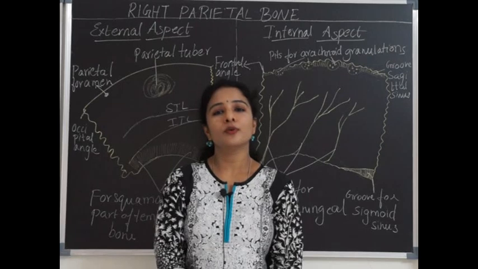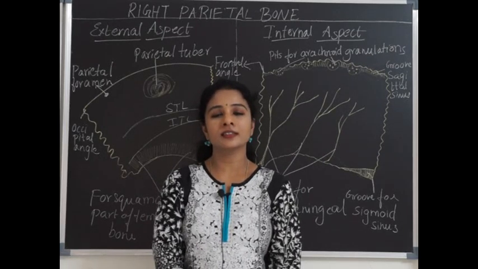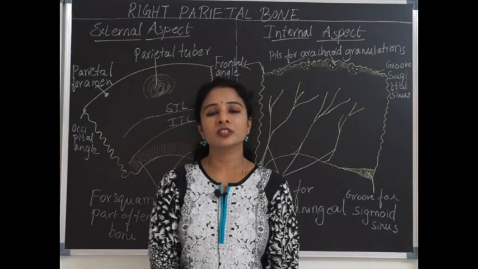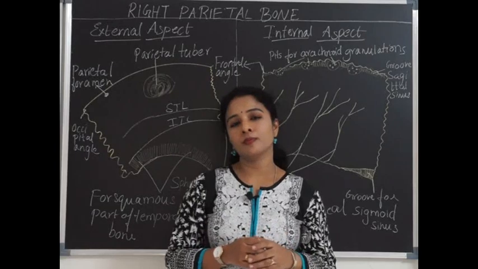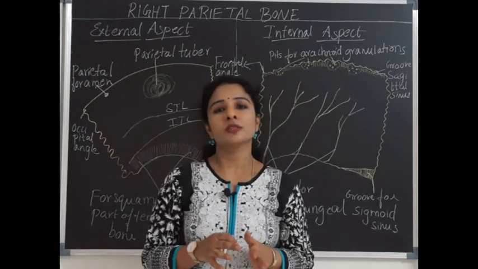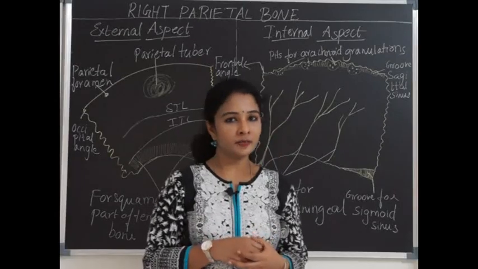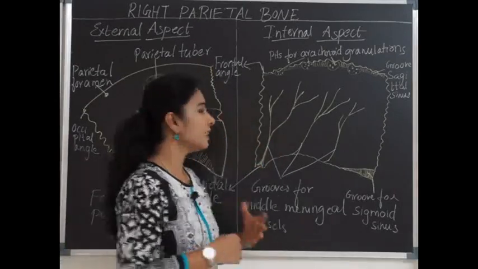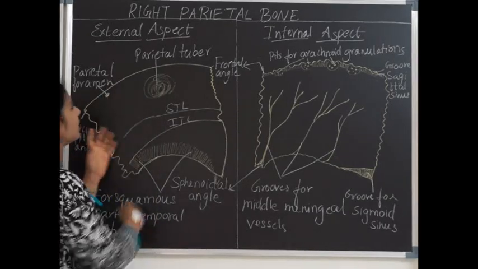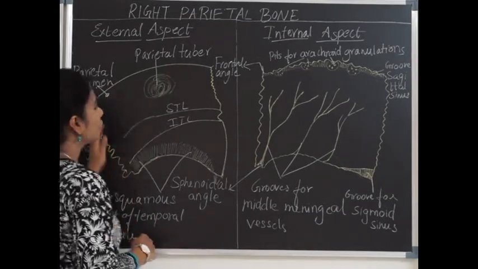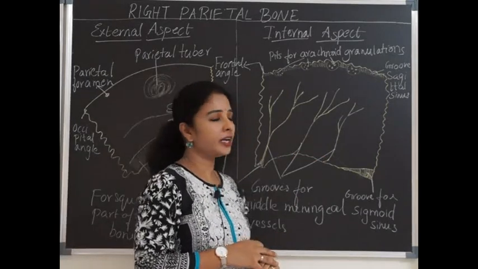The word parietal is derived from the Latin word paries, which means wall. There are two parietal bones, right and left, and they form the major part of the wall of the calvaria. That is the reason they are called parietal bones. Each parietal bone is quadrilateral in shape. Here is the right side parietal bone showing the external aspect, and this is the internal aspect.